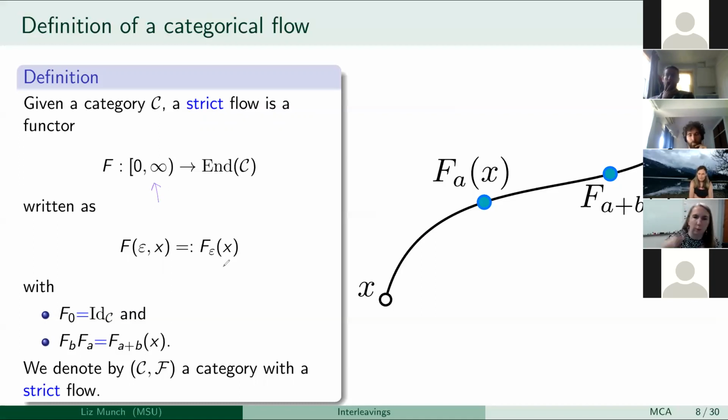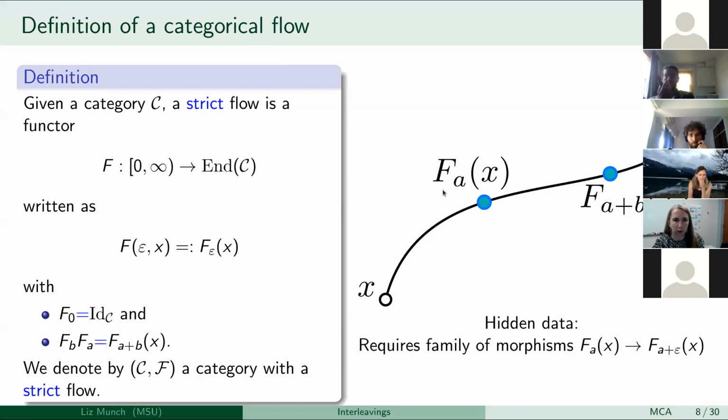And if I flow forward by A and then by B, that should be the same as the functor that I get that goes forward by A plus B. Right. Now, it turns out that this is a little overly restricted to do a lot of the things that we were trying to mess around with.